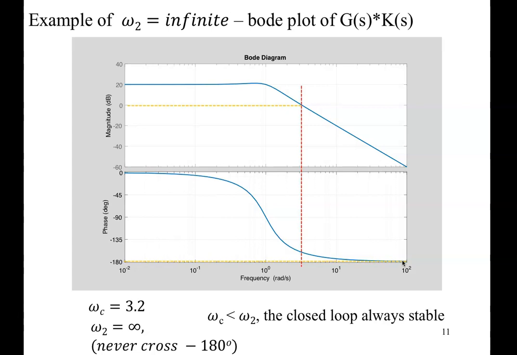Because they never go across minus 180, you can consider omega 2 as infinite. Now if it's infinite, then of course omega c will be less than omega 2. And of course the closed loop system will always be stable. So that's the kind of stuff that you need to consider when you think about simpler or lower order systems. Okay.